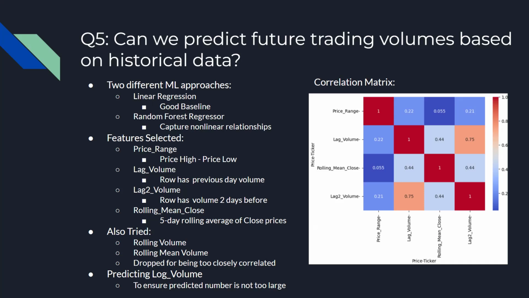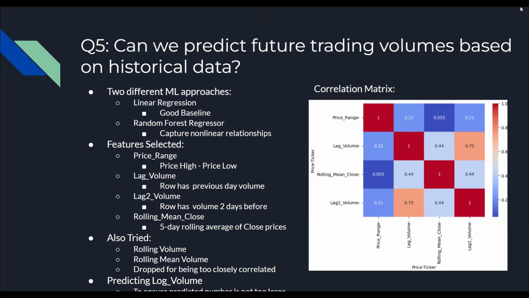We created a price range feature, which is just the high minus the low. We created a lag volume feature. This makes it so all the rows have the previous day's volume. We have a lag 2 volume. This makes it so each row has the volume from 2 days before. And we have the rolling mean close. So this is the 5-day rolling average of the close prices. We also tried a couple of other features like rolling volume and rolling mean volume, but they were dropped because they were too closely correlated to other features in our correlation matrix.